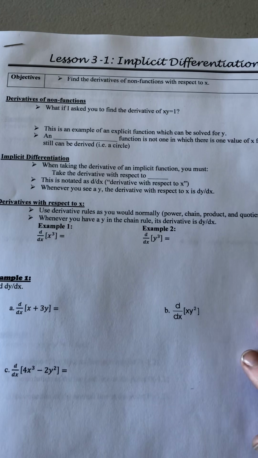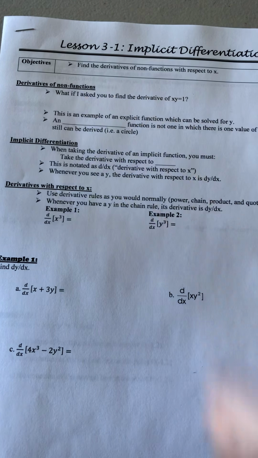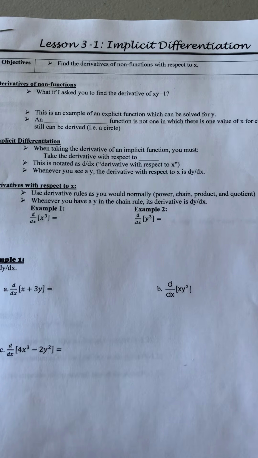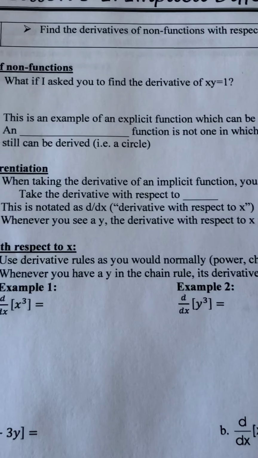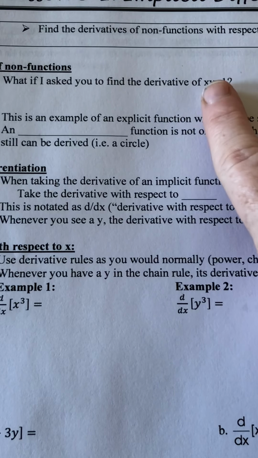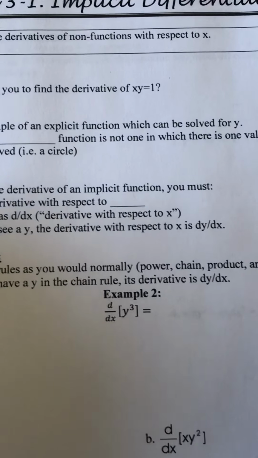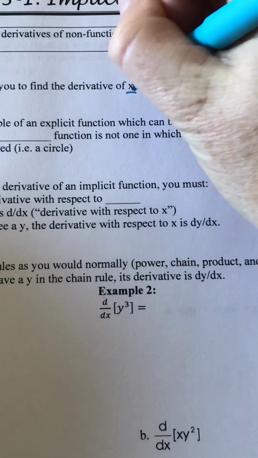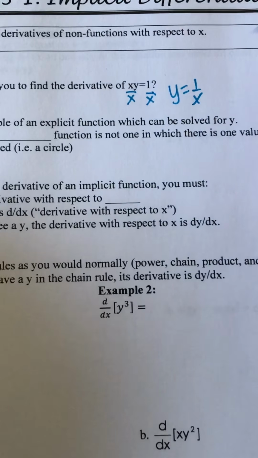Implicit differentiation is a different way to look at finding the derivative of functions, especially for non-functions. Okay, so let's look at this question first. What if I asked you to find the derivative of xy equals 1? To be able to find this derivative like we have been doing, we would have to solve it for y first. So we divide by x, and y would equal 1 over x.